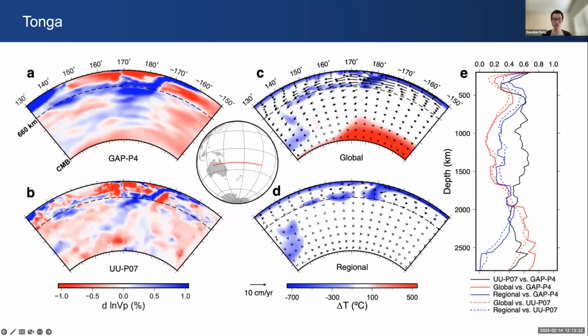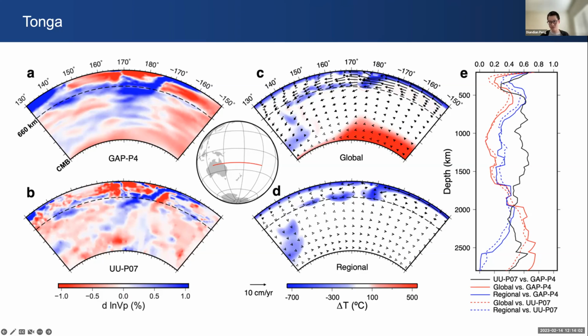Then next we turn to another cross-section. This is a cross-section targeted on the Tonga slabs. Tonga slabs, similar to East Asia, are also featured by slab stagnation, as shown by tomography. It's interesting that both the global model and the regional model have stagnant slabs produced. And the regional model is actually better than the global model.